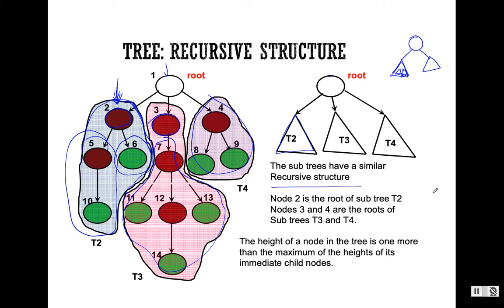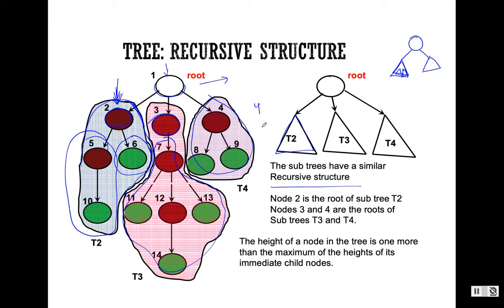So here the idea is that a tree has a recursive structure, okay, and the height of a node in the tree is one more than the maximum of the heights of its immediate child nodes. So here, what it means is that the height of a node, say let's consider the root node, okay, and we saw that the root node has the height 1, 2, 3, 4, okay. So now how can we find the height of a root node? We can find the height of a root node by using the height of its immediate child nodes.